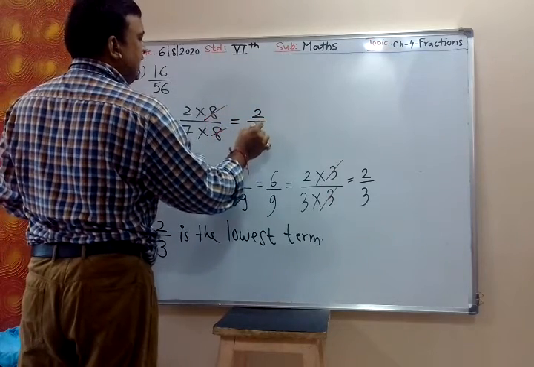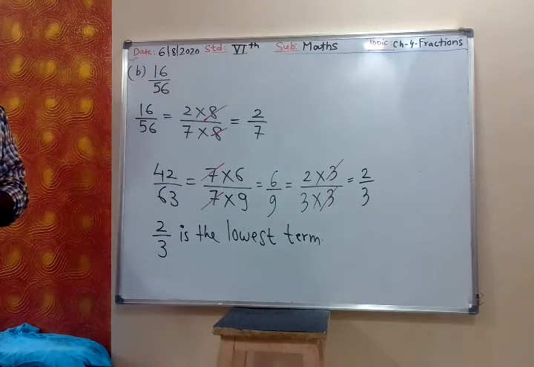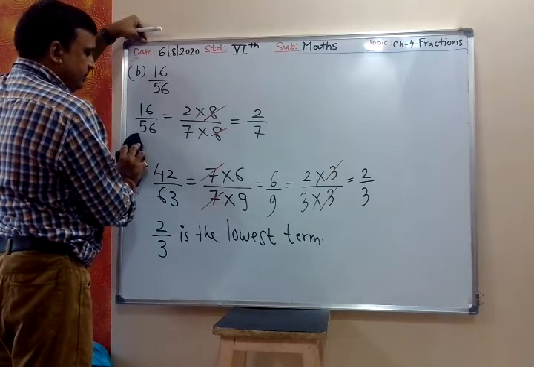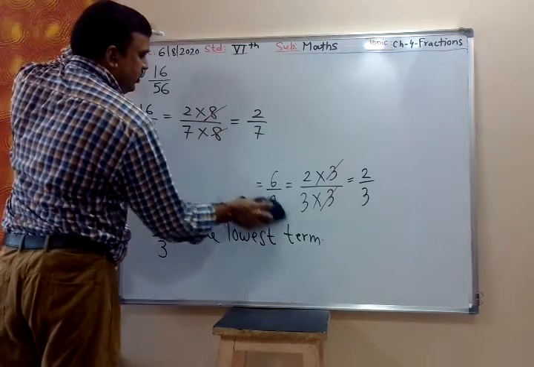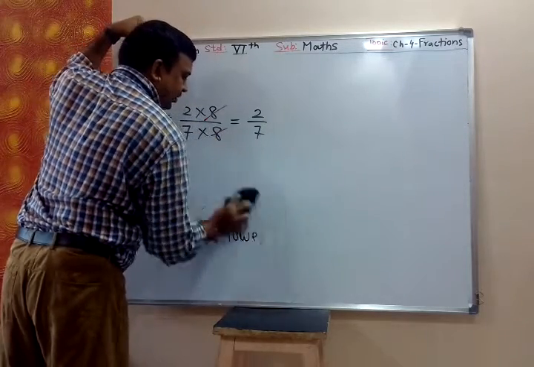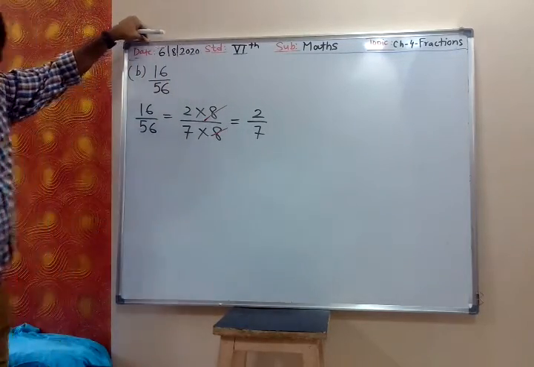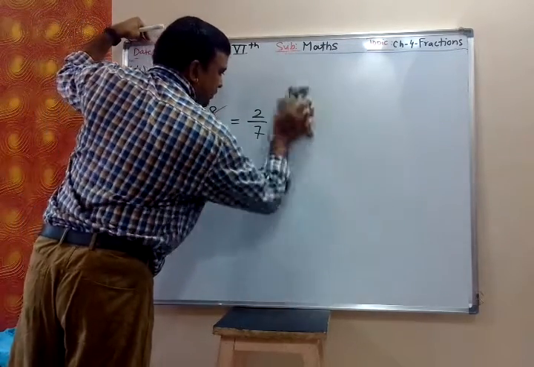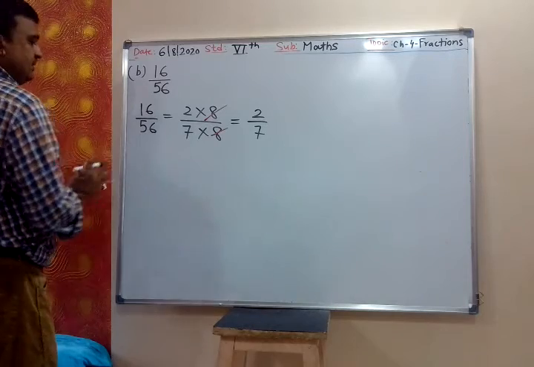And there is nothing I can cancel from 2 and 7. So 2 upon 7 is the lowest term. So to find the lowest term, you have to cancel the common number of numerator and denominator till there is nothing common. Now 2 upon 7, there is nothing common. So 2 upon 7 is the lowest term.